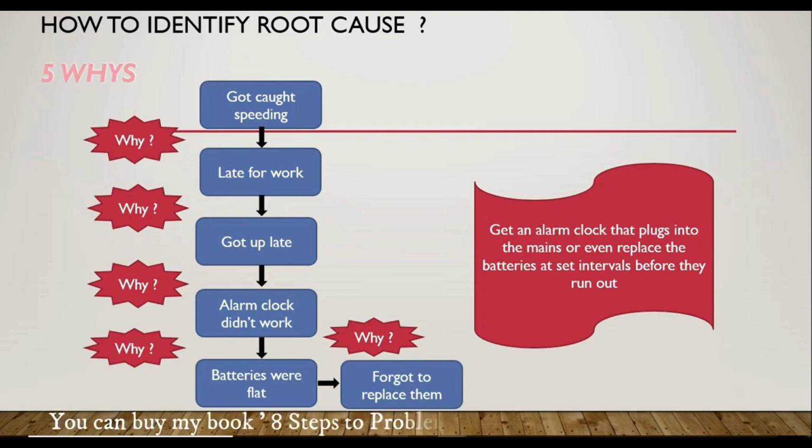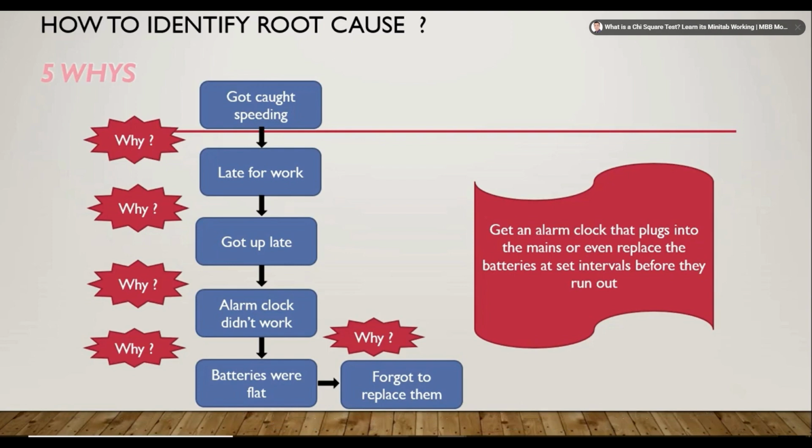Get an alarm clock that plugs into the mains, or even replace the batteries at set intervals before they run out. While identifying the root cause of a particular problem, you may get to the root cause in the fifth why, and in some cases you may get it in the third why, or in some cases in the seventh why. But the rule of thumb says that 95% of the times you will get it in the fifth why. And that is why the term 5 Why analysis is used.